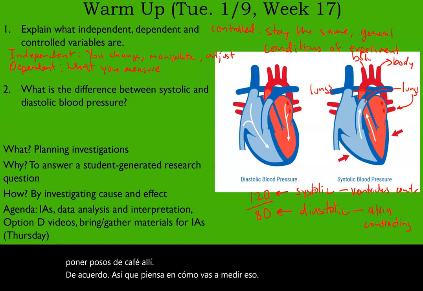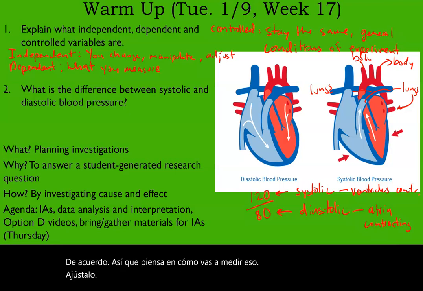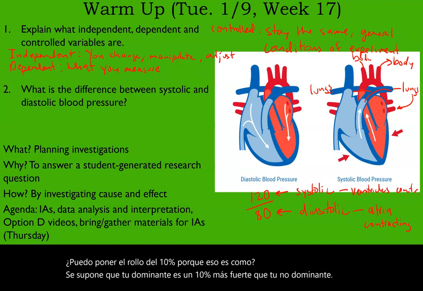Yes, Madeline. You know how you're doing the difference in answering with your dominant and non-dominant? Yeah. So right here it says preliminary calculation for typical distribution. Can I put the 10% rule? So the 10% rule states that supposedly your dominant is 10% stronger than your non-dominant. Maybe, right? Or no?